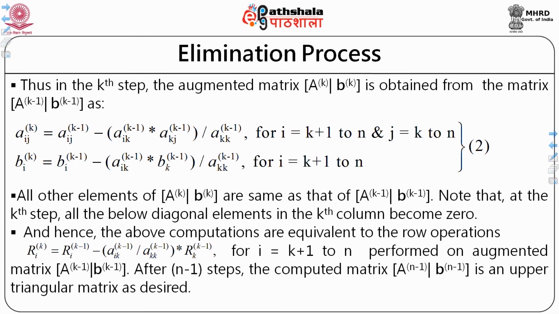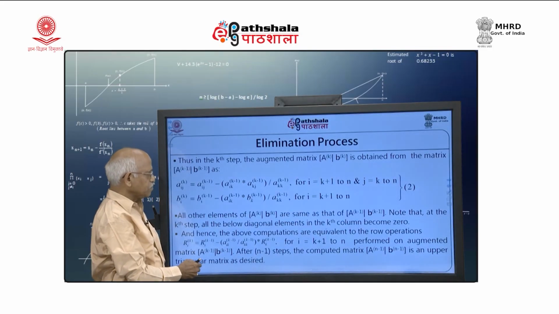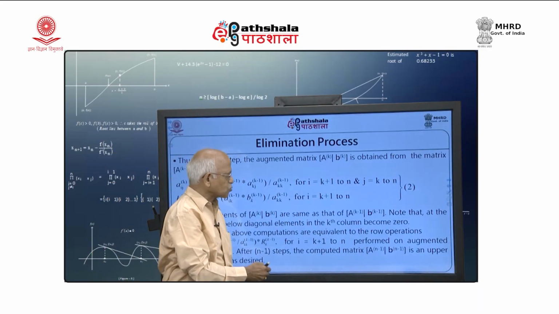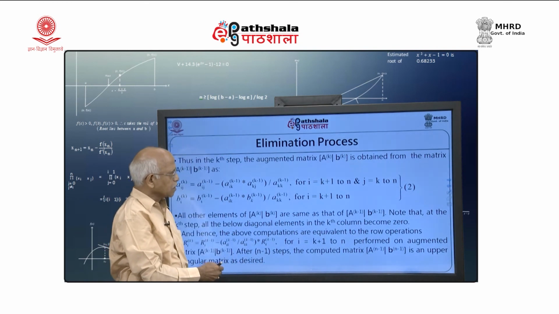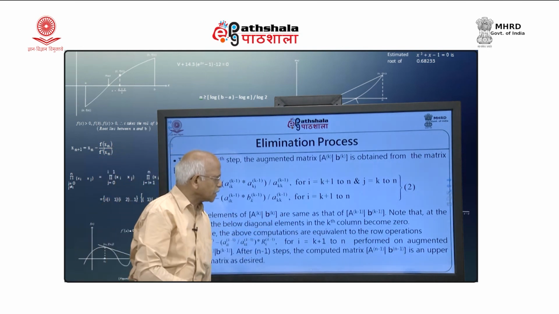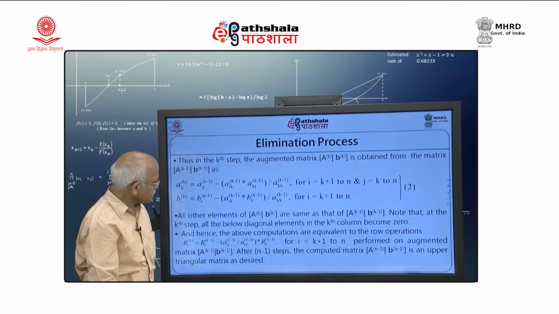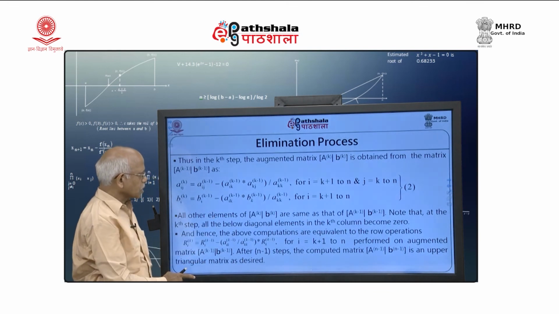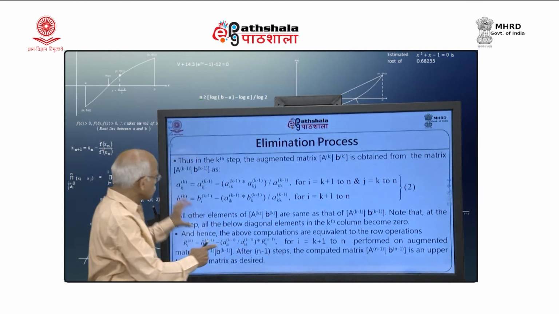So, that means you take the previous entry, that means at the (k minus 1)th step, whatever value of B_i you have, minus a_ik^(k-1) into b_k^(k-1) divided by a_kk^(k-1), for i equal to k plus 1 to n. All other elements of A^(k), B^(k) are the same as those of A^(k-1), B^(k-1). Note that at the kth step, all the below-diagonal elements in the kth column become 0. We will see in our illustration later on how this works.